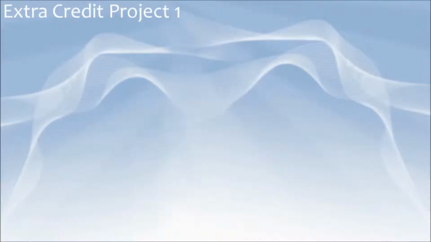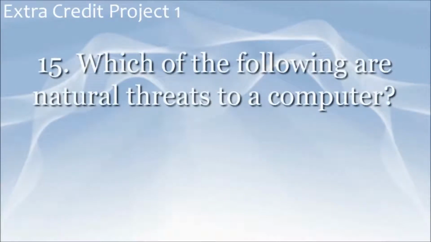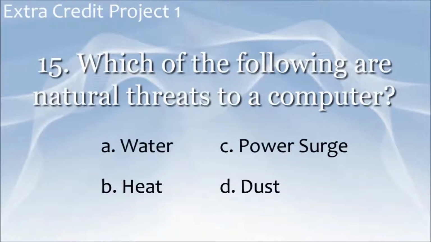Okay, going on to number 15 from the exam, which of the following are natural threats to a computer? It gives us 4 options: water, heat, power surges, and dust. And we are supposed to choose all that apply. It's pretty obvious that both water and heat are natural threats to any electronic device. The other two might not be so obvious though, so let's analyze them a bit.